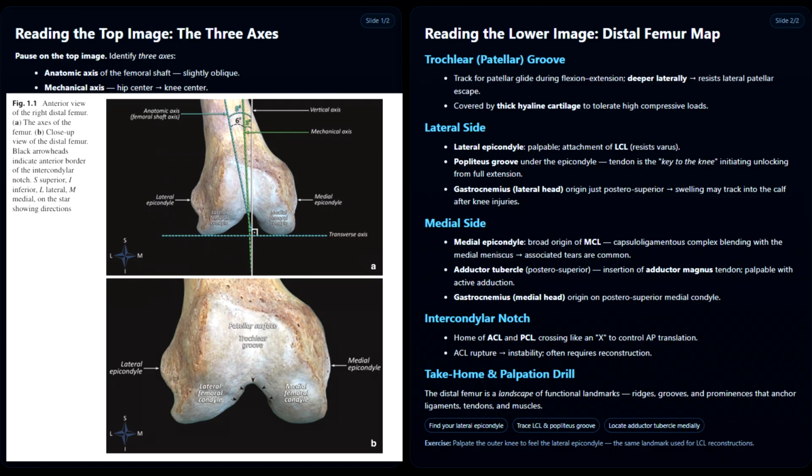To keep you engaged, I encourage you now, place your hand on the outer side of your knee and find the lateral epicondyle. That little bump you feel, that's the site of the LCL, the popliteus tendon, and even part of your gastrocnemius. You're palpating the same bony landmarks surgeons use when reconstructing ligaments.